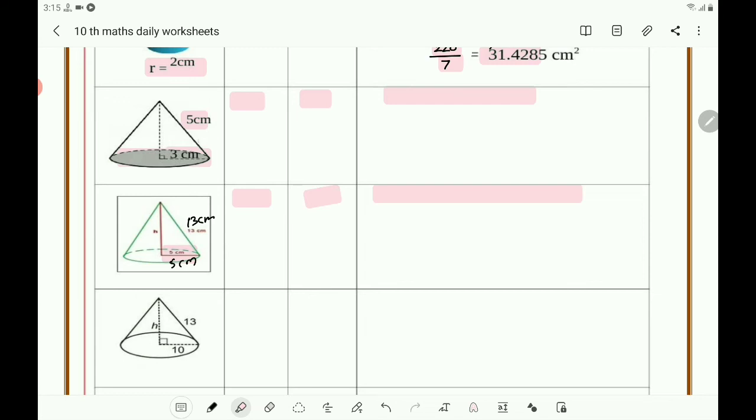Next here R is 10 centimeter and L is 13 centimeter. Here you write 10 centimeter, 13 centimeter. Write the formula for the TSA of the cone and calculate TSA.